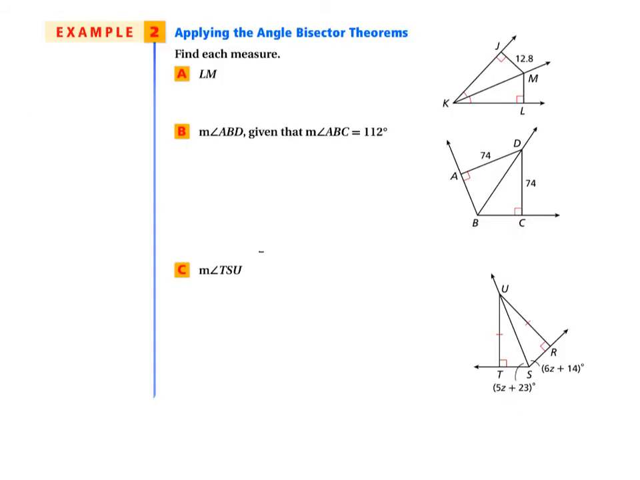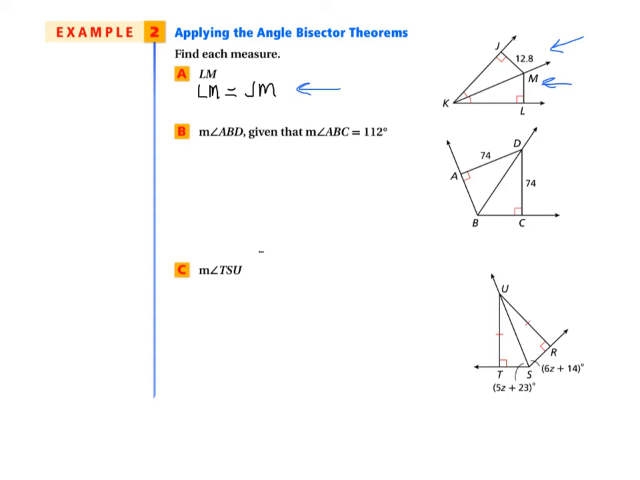In example 2, there's no proof, but I am going to go through the steps because if I did have these problems in a proof, you would have to show these steps. So in example A, find the measure of LM. If you would write this in proof form, you would say LM is equal to JM. And the reason would be the angle bisector theorem. The angle bisector theorem once again states that these two segments would be equal.